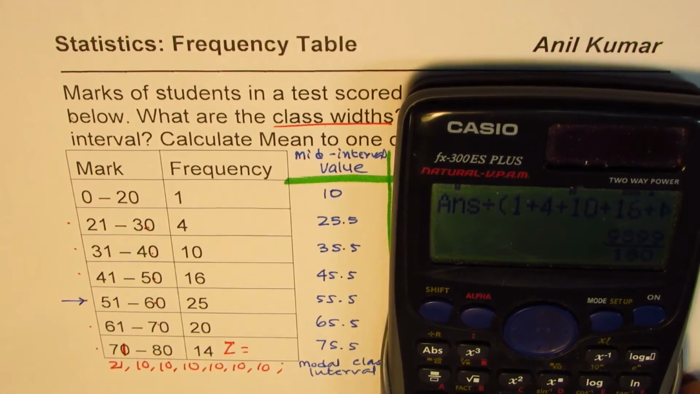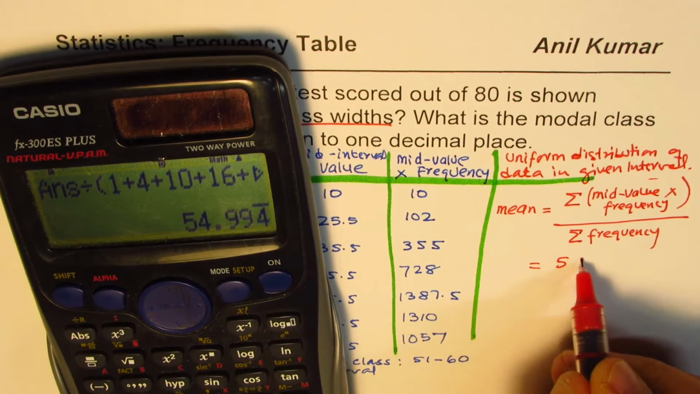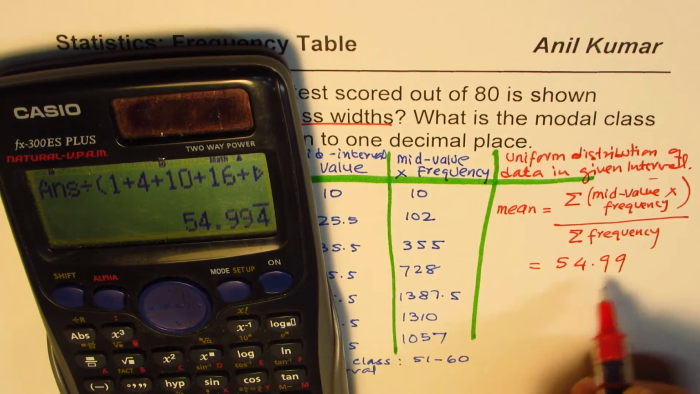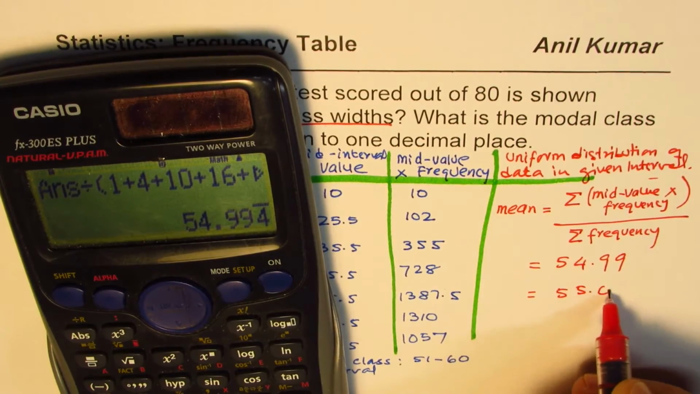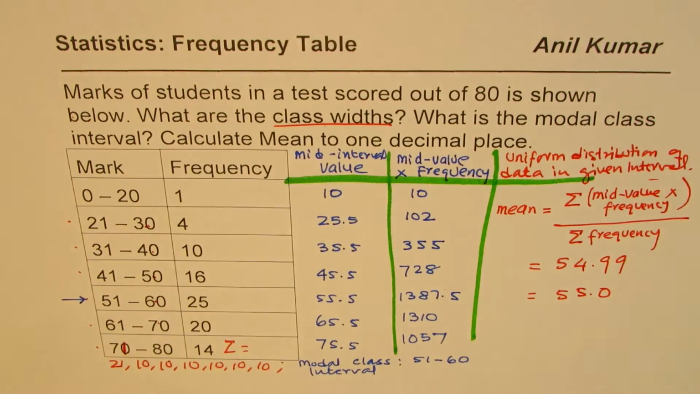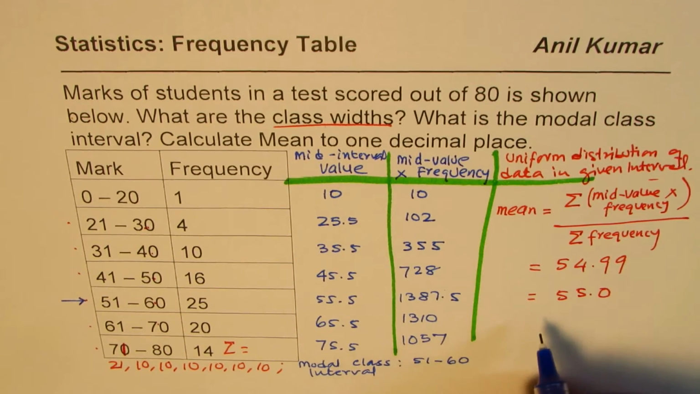That gives us the mean value, which in decimals is 54.99. So we can write this as 55.0. Do you get it? That is the average or mean marks obtained for the whole data, 55.0 out of 80. So that's the answer. That is how we can find the mean.